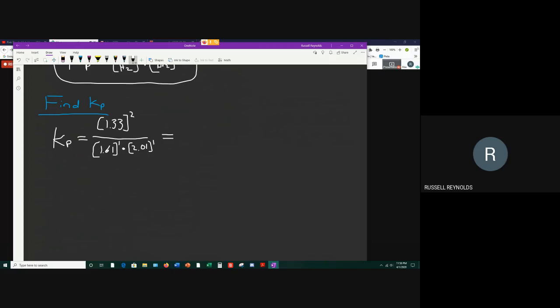So if you do this math in your calculator, you should end up with Kp equal to 0.55. So this is going to be your equilibrium constant for this reaction.